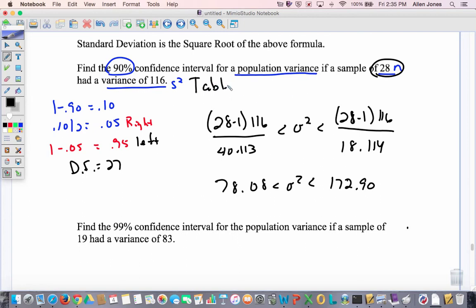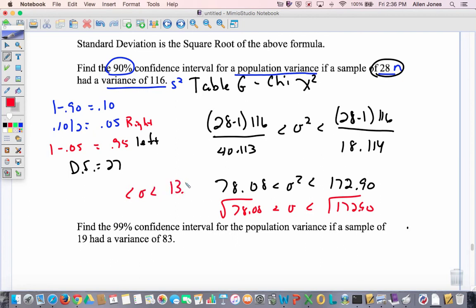Based on that, again, marking the fact, I could have marked this begin with Table G because we're working with population variance. One other side note here is if we want the standard deviation, we would simply take the square root of both sides, so the square root of 78.08 for the variance and the square root of 172.90. And let's just do that real quick. So over here, I'm going to have to rewrite it on this side. 13.15, and the square root of 78.08 is about 8.84.